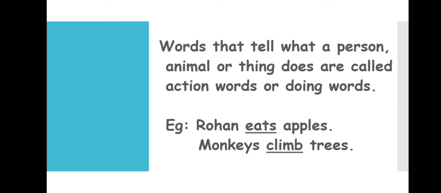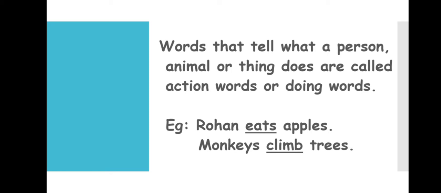Let's look at the examples. The first one: Rohan eats apples. In this sentence, we have a person named Rohan, and what is he doing? He is eating the apples. So here the action word is eats. So the verb is eats. Eats is the action done by the person Rohan.